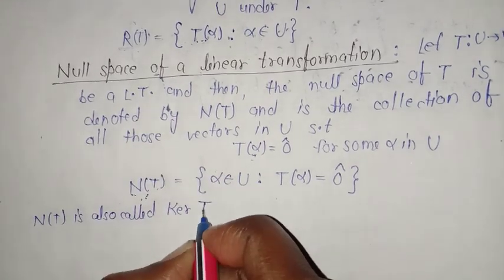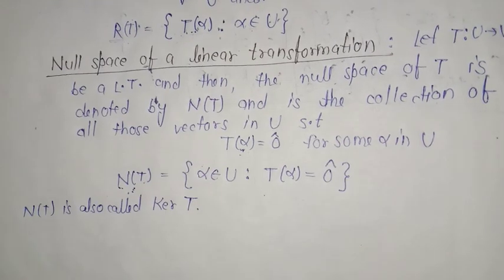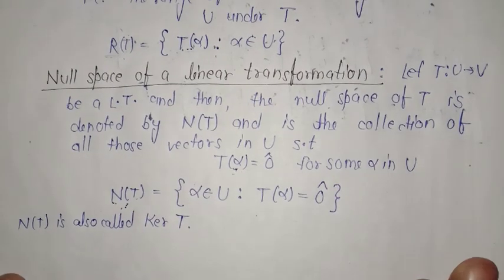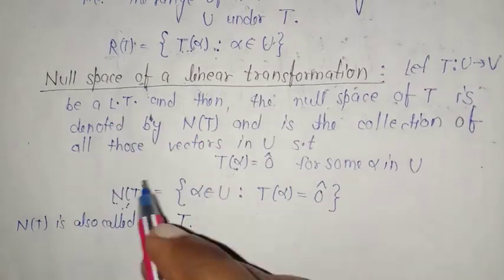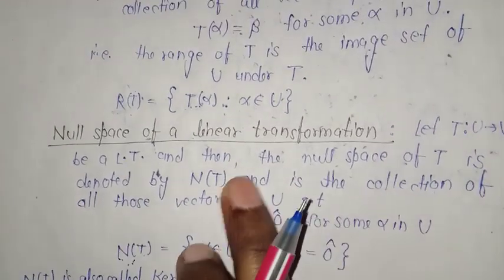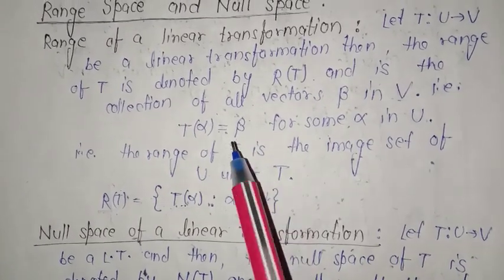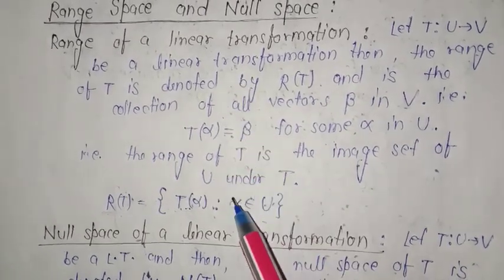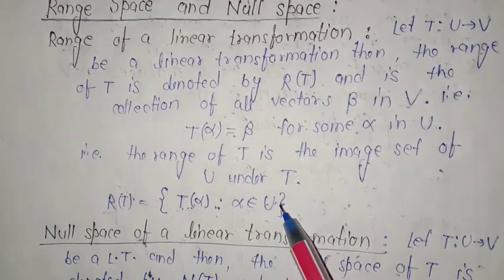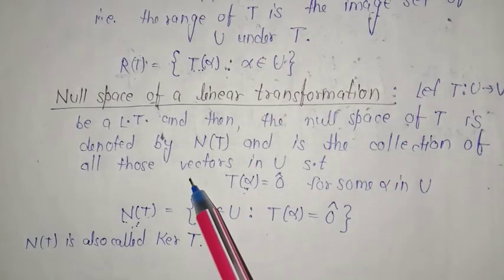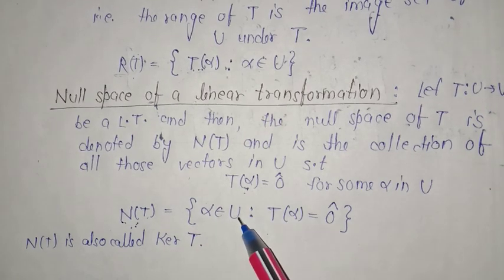So in today's lecture I have discussed range space and null space of a linear transformation. Tomorrow I will discuss some examples and I will show that they form a subspace. That is, the null space is a subspace of the vector space U, and range is also a subspace of the vector space V. So tomorrow I will show that.